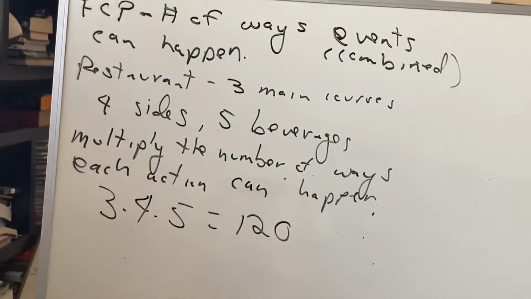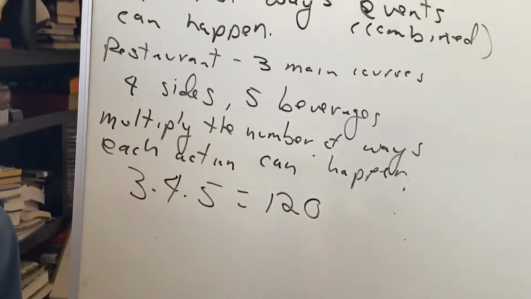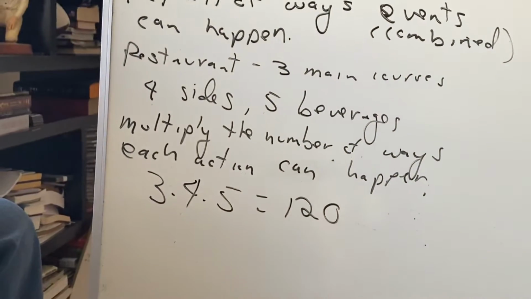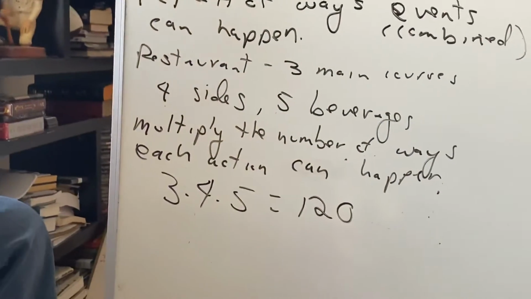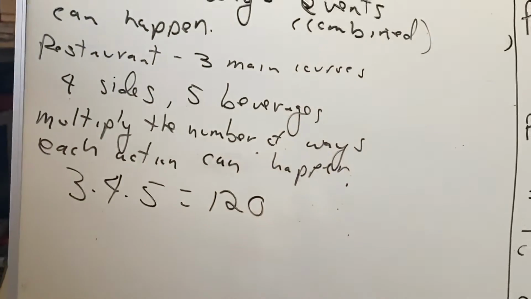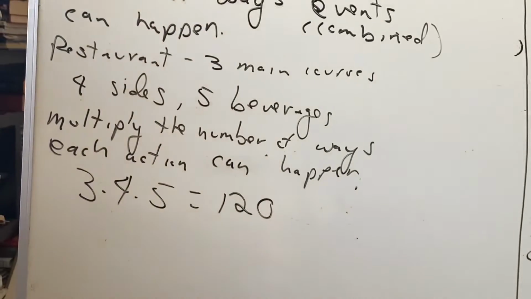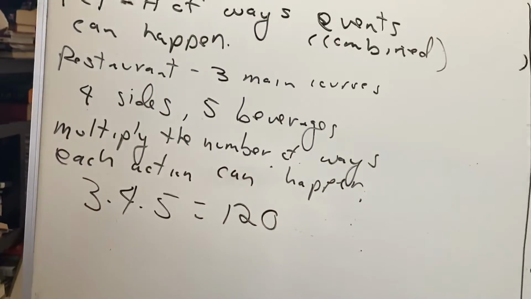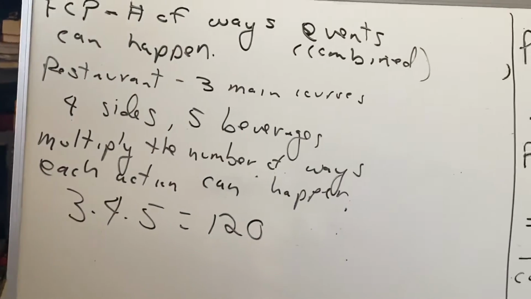There are 3 × 4 × 5, or you can multiply it in any order. There's 120 different possible ways. If you don't believe me, you could test it. Three main courses, let's say chicken, beef, and fish, four sides, say broccoli, corn, and so on, five different beverages. You could get the beef with the broccoli with the water, or the chicken with the corn. If you look at all possibilities, 120 different ways. So real easy, fundamental counting principle.